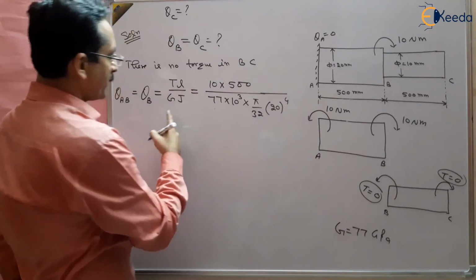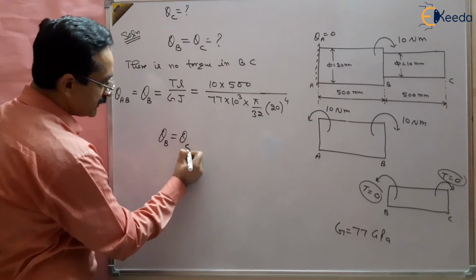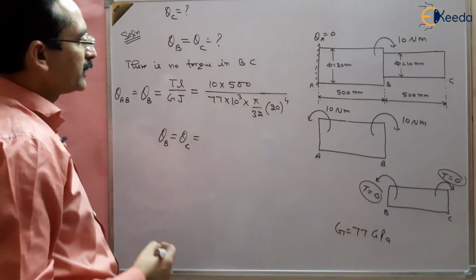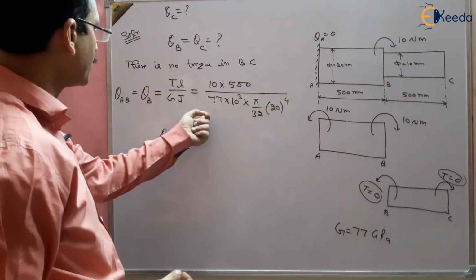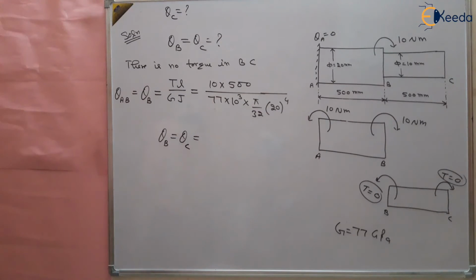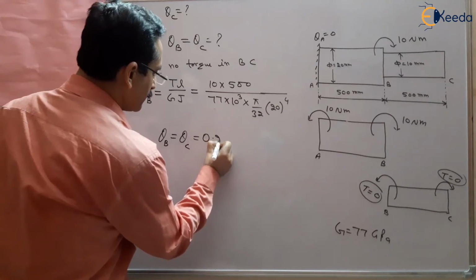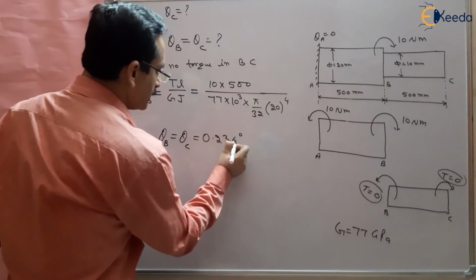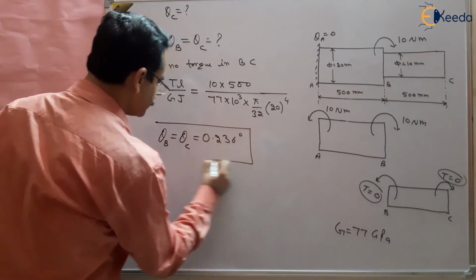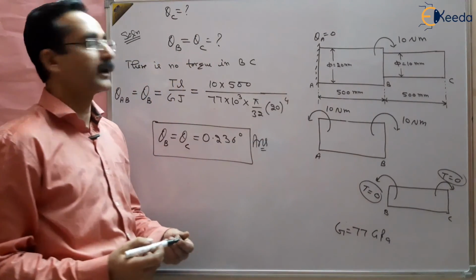From here we can find theta B, which will be theta C. When you solve it, it will come out in radians, which can be converted to degrees also. It comes out to 0.236 degrees. So this is the answer of this question.